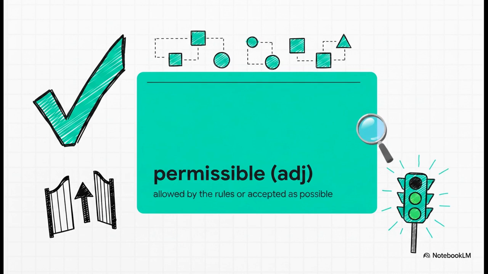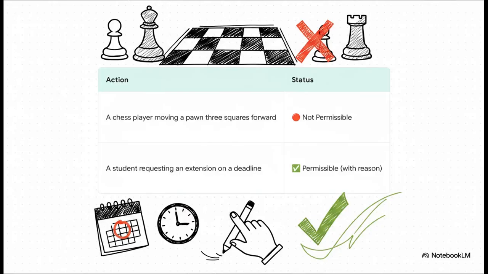It's all about what's considered okay within a certain system. And context here is absolutely everything. For example, in a game of chess, moving a pawn 3 squares forward is just not permissible. The rules don't allow it. But asking your teacher for an extension on a deadline, that's often permissible, as long as you've got a decent reason. It all comes down to the rules of the game.